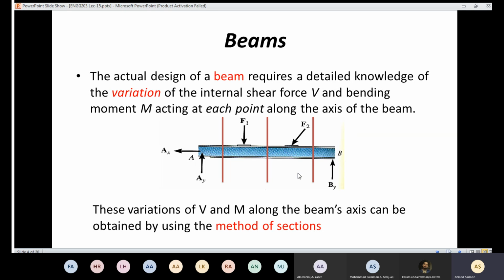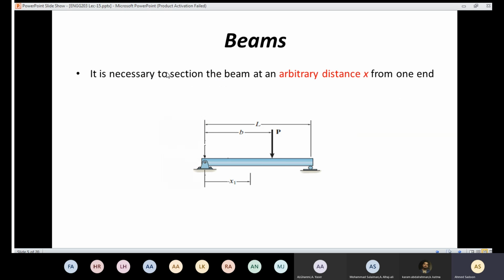So in order to know the variation, of course, we are not going to calculate the internal forces at all the points. For example, I'm not going to section here and here and here and here. It's going to be impractical to do that. So in order to solve that problem, we are going to section the beam at an arbitrary distance x from one end. So instead of cutting here and here and here and here and here, I'm going to come up with only one section, and the distance is going to be a random distance.